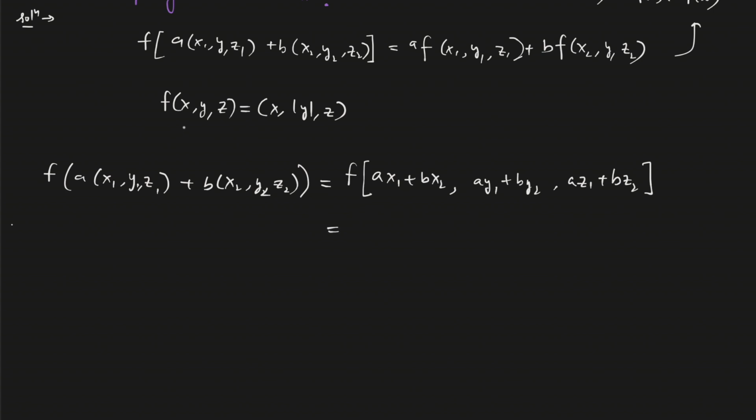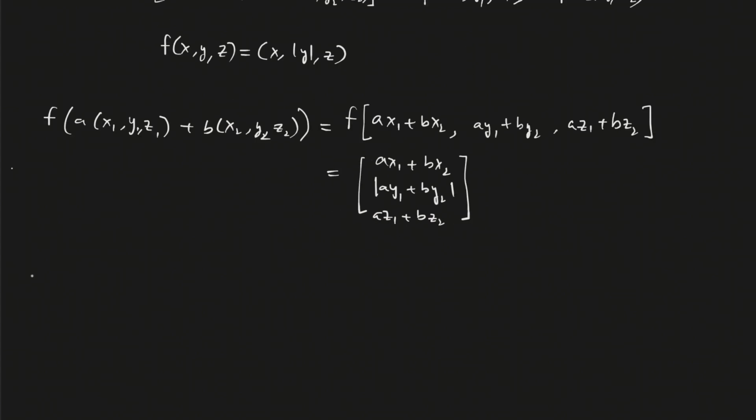Now what is f of xyz? It is x, mod y, and z. So I can simply write this as a times x1 plus b times x2. The second term will be mod of a times y1 plus b times y2, and the third term will be a times z1 plus b times z2. So this is our left hand side. Now we need to check the right hand side. So the right hand side is a times f of x1 y1 z1 plus b times f of x2 y2 z2.